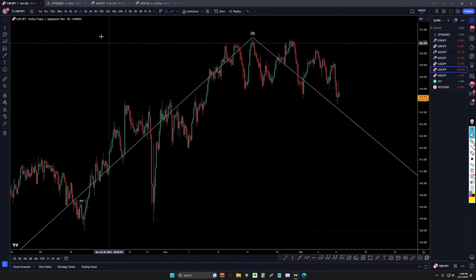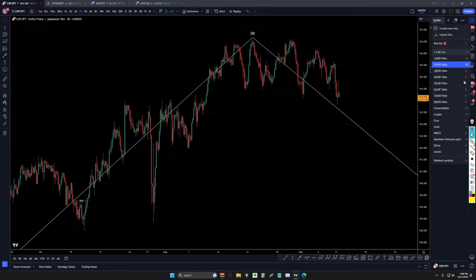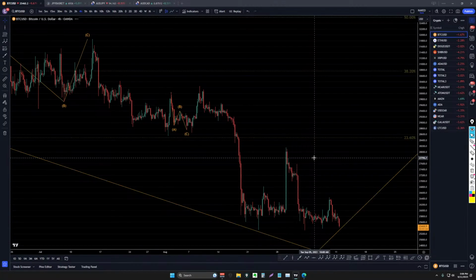So, let's go take a look at some other things. We looked at all the dollar pairs. We looked at all the yen pairs. Let's go check out crypto, and then we'll go look at commodities.